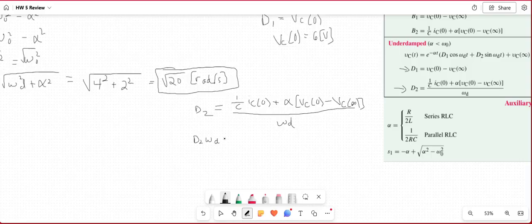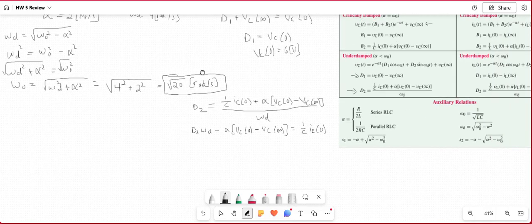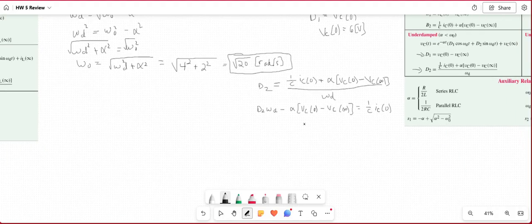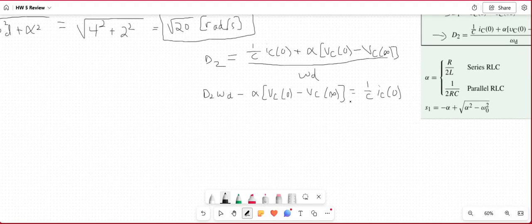We're going to solve for D2. I might just skip some steps so it's a little bit faster. D2 WD minus alpha, VC of 0 minus VC of infinity equals 1 over C times IC of 0. Oh yeah, and look, we don't know what IC of 0 is, so we have two unknowns here. Wait, hold on, I'm going to finish solving this out.